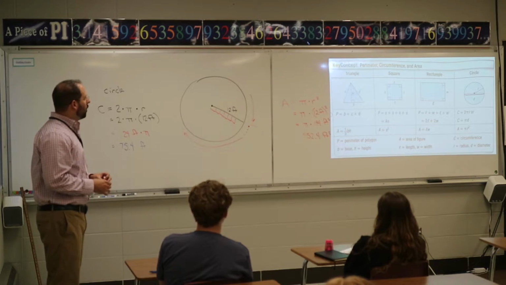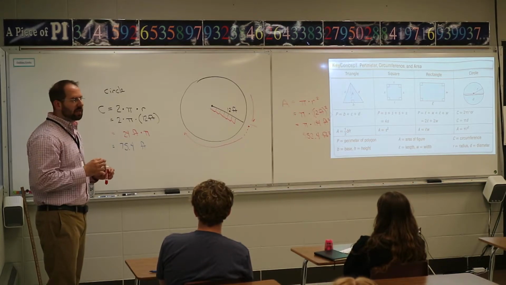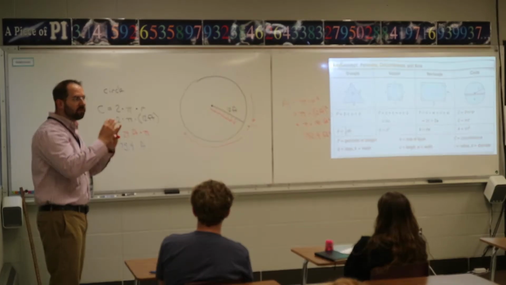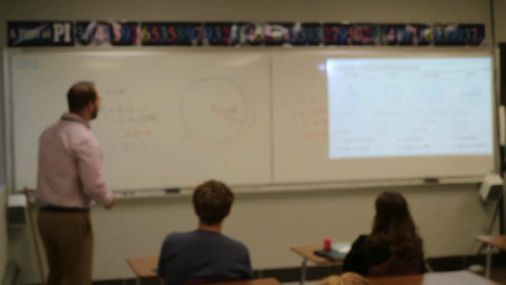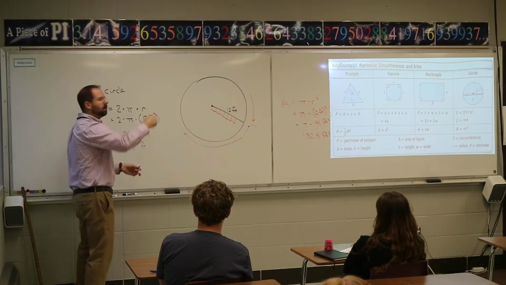Okay, questions at all about what area is? It's how many square tiles. That's why the answer is in feet squared. It's square feet. Square little tiles on there. Circumference or perimeter is just the label. It's how far I ran.